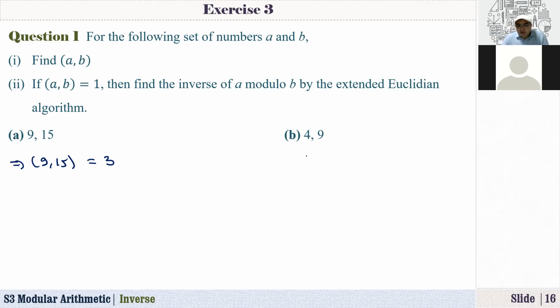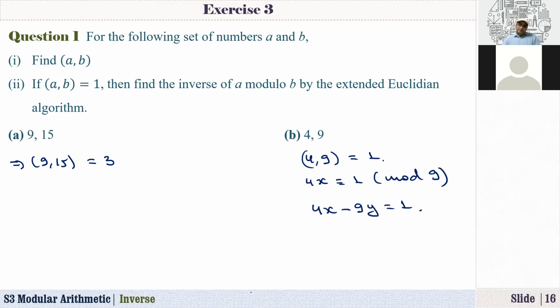Here, there's 4 and 9. The highest common factor is equal to 1. So that means the inverse exists. So now we need to find it. 4x is congruent to 1 modulo 9. So which means that again here we have 4x minus 9y is equal to 1.